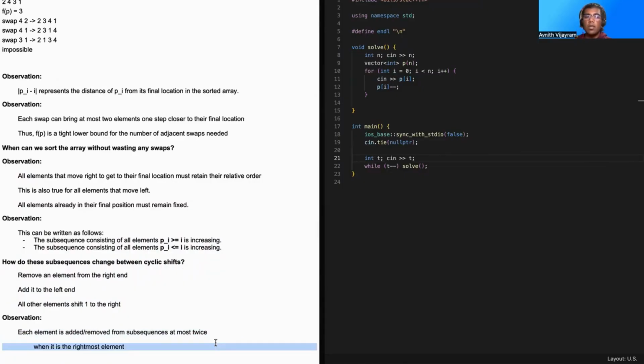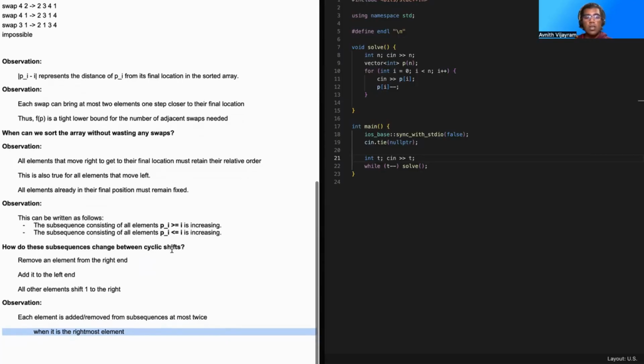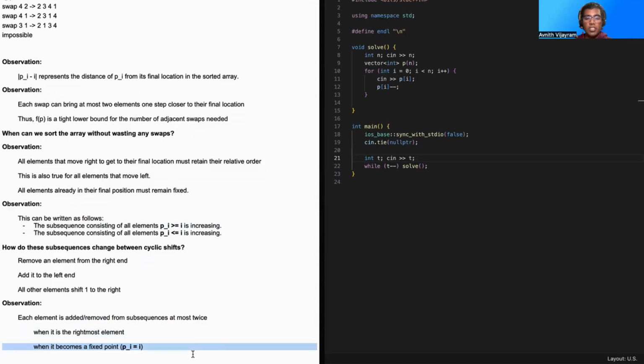So the one time is going to be when it's moved from the right end to the left end. So obviously it's going to change its index and which subsequence it's in. And the other time that it changes which subsequence it's in is when it becomes a fixed point. So when it reaches its final location as we shift it one to the right each time as we go through each cyclic shift.